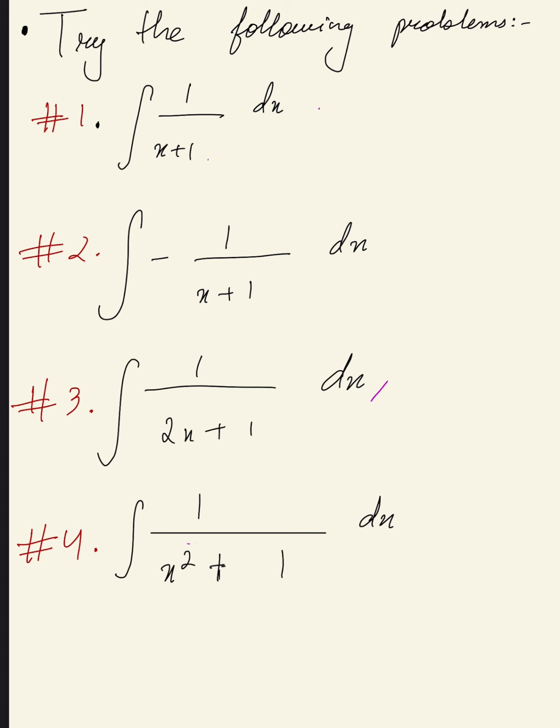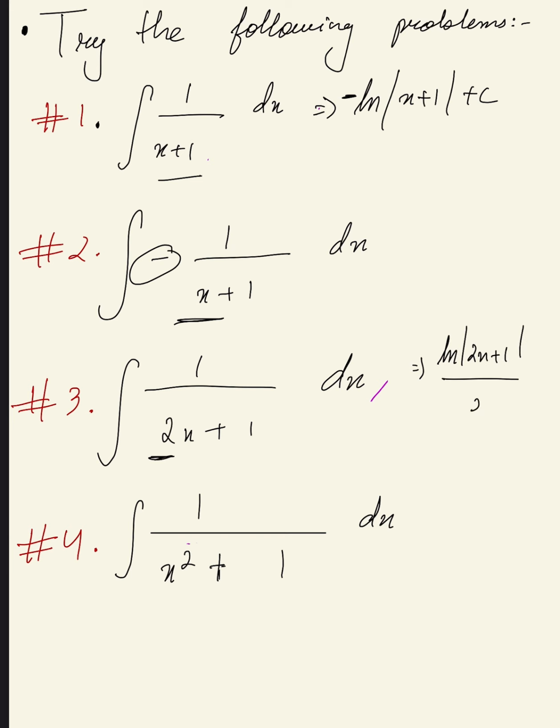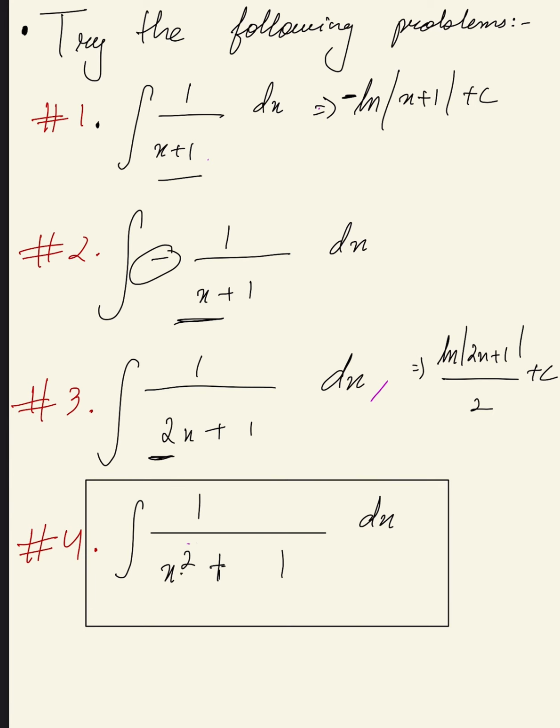So for the first one, it's so simple. You just do a natural log of whatever is in the denominator. The second one is the same thing. It has a minus up here, so you add a minus. Third one is a bit different. You have a number before the variable, so you do natural log of 2x plus 1 divided by 2 plus c. The fourth one is completely different. You have a square up here, so it's a completely different problem compared to these, so be careful.